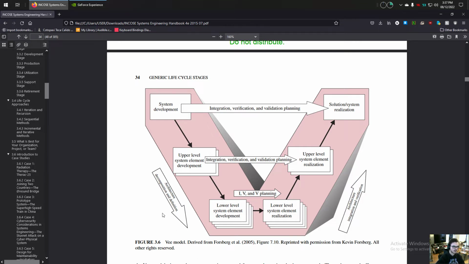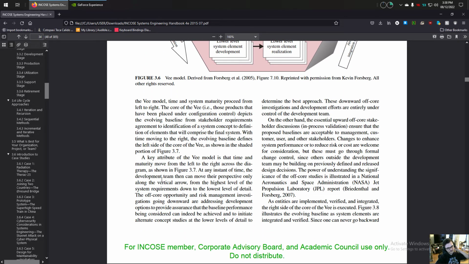Important part of this diagram is the decomposition as you go downwards in the V, and then the integration and verification on the right side of the V. A key attribute of the V model is that the time and maturity move from left to right across the diagram, as shown in Figure 3.7. At any instant of time, the development team then can move their perspective only along the vertical arrow from the highest level of the system requirements down to the lowest level of detail.